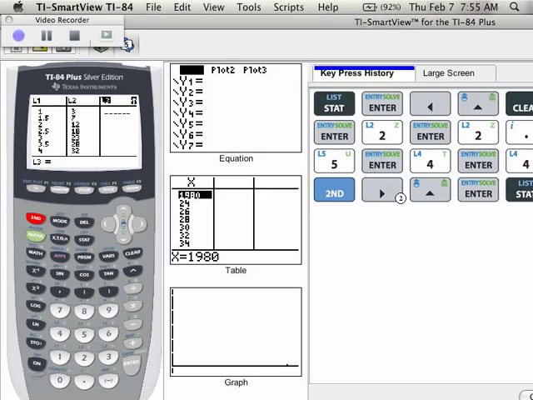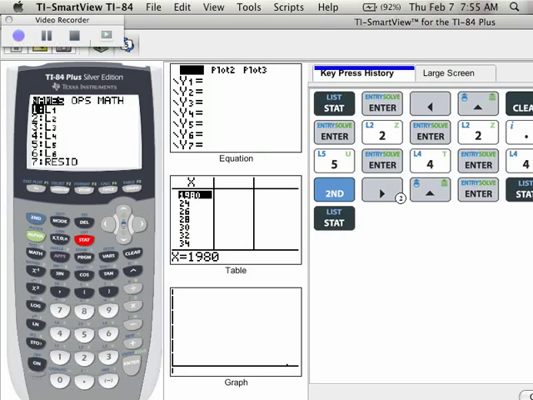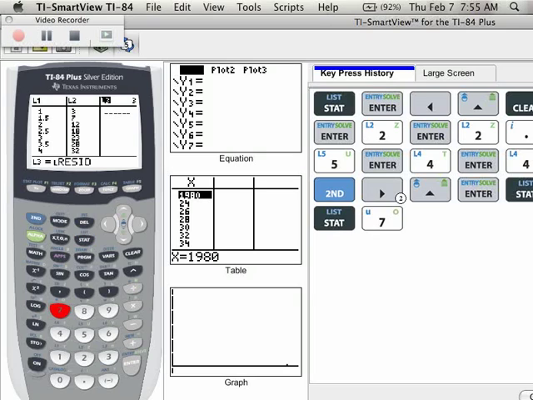Second stat. See down number 7? It says residual. So you can just go 7. I just push the number 7 and I hit enter. Poof. These are all my residuals. Error data type. Let me pause.